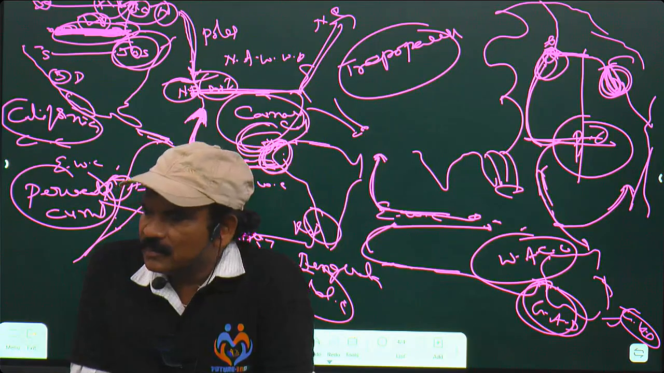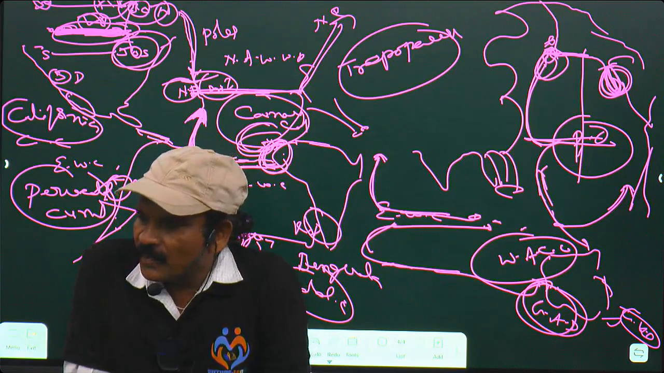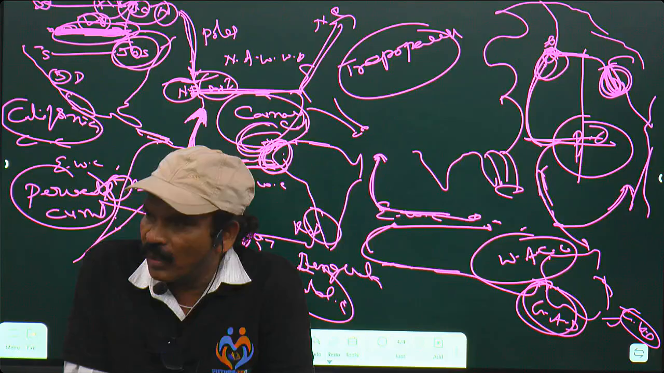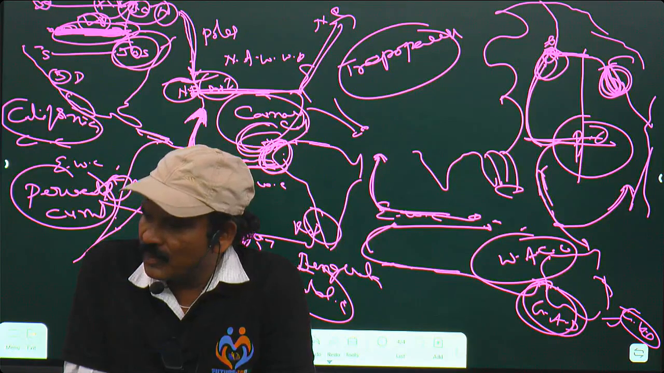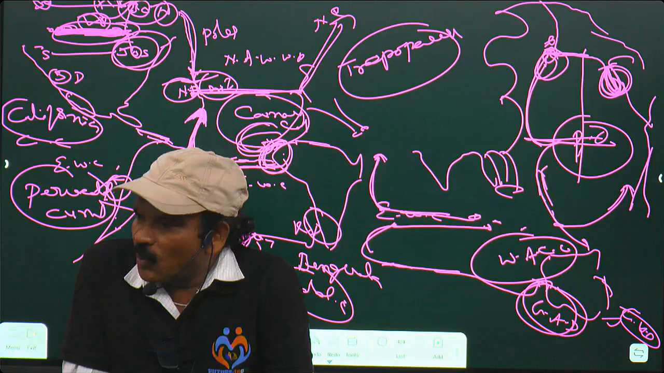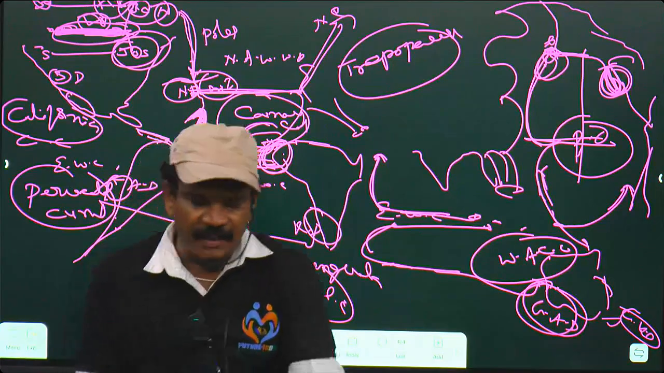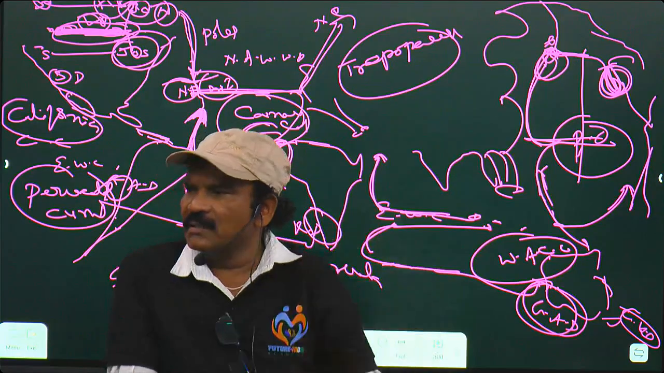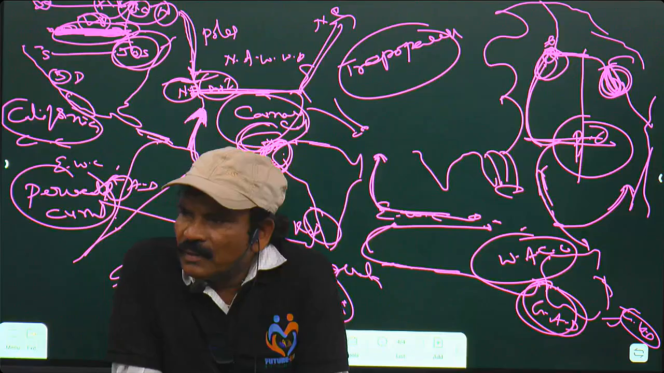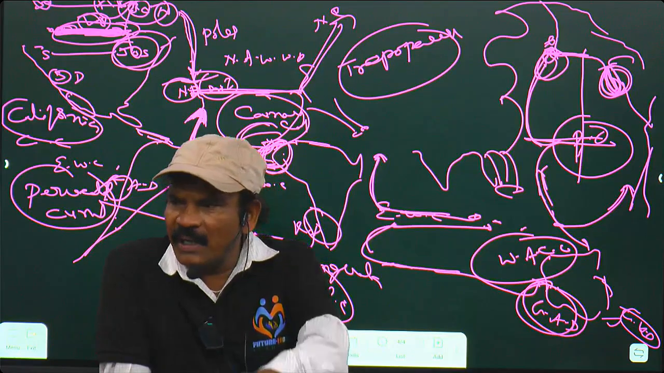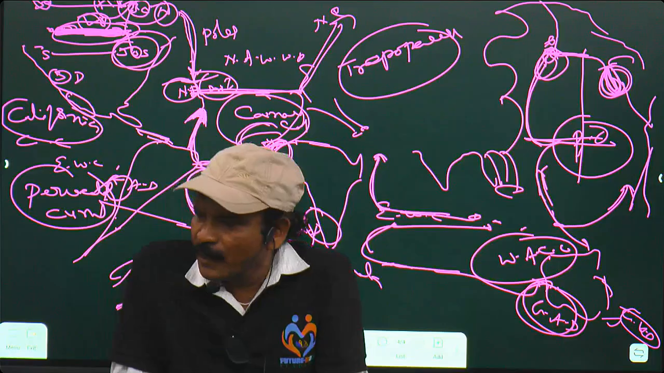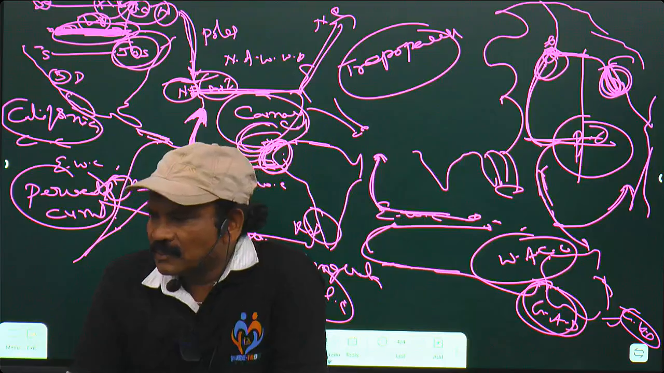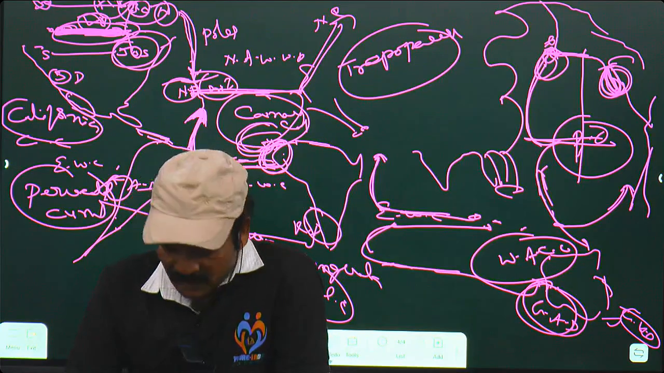Clear? That is why all tropical deserts have been located in the western side of the continents. Clear? Next point.